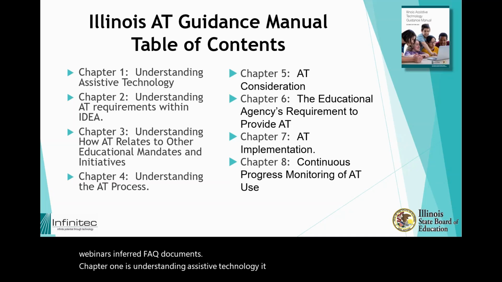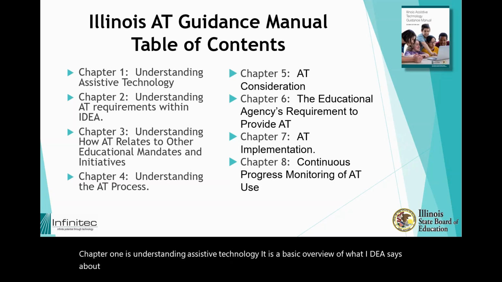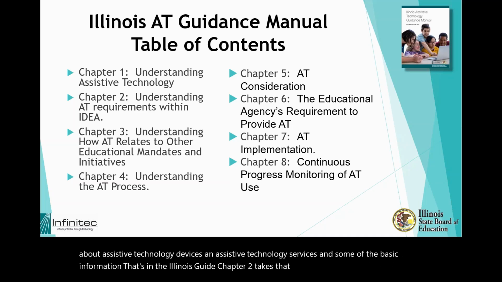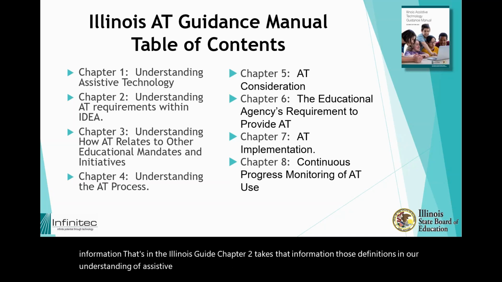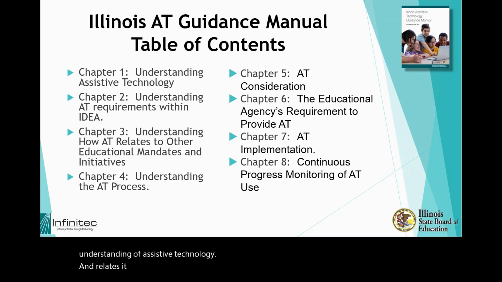It is a basic overview of what IDEA says about assistive technology devices and assistive technology services, and some of the basic information that's in the Illinois Guide. Chapter 2 takes that information, those definitions, and our understanding of assistive technology, and relates it to the requirements in IDEA. So it's in Chapter 2 that you will see information about the requirement to consider. You'll see information about the requirement to provide assistive technology, things like that.